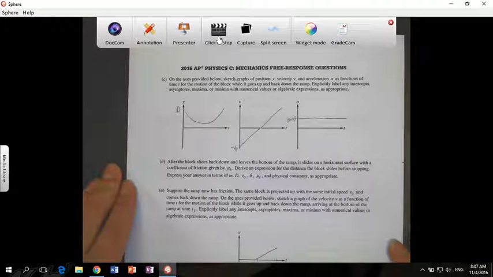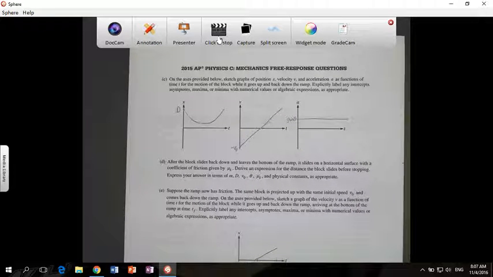Part C of this question: on the axes provided below, sketch graphs of the position x, velocity v, and acceleration a as functions of time for the motion of the block while it goes up and back down the ramp, and explicitly label any intercepts, asymptotes, maxima, or minima with numerical values or algebraic constants as appropriate.